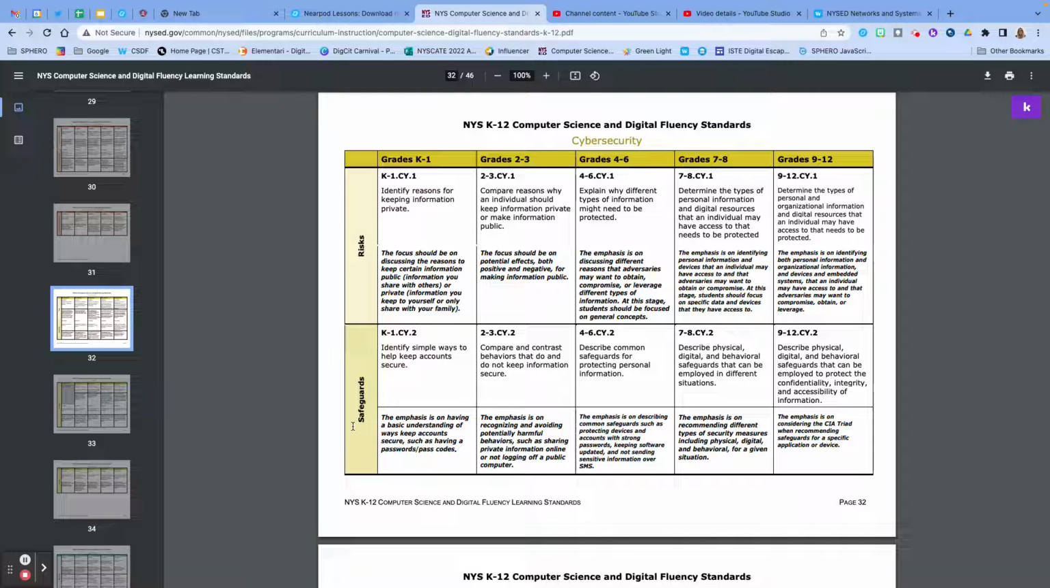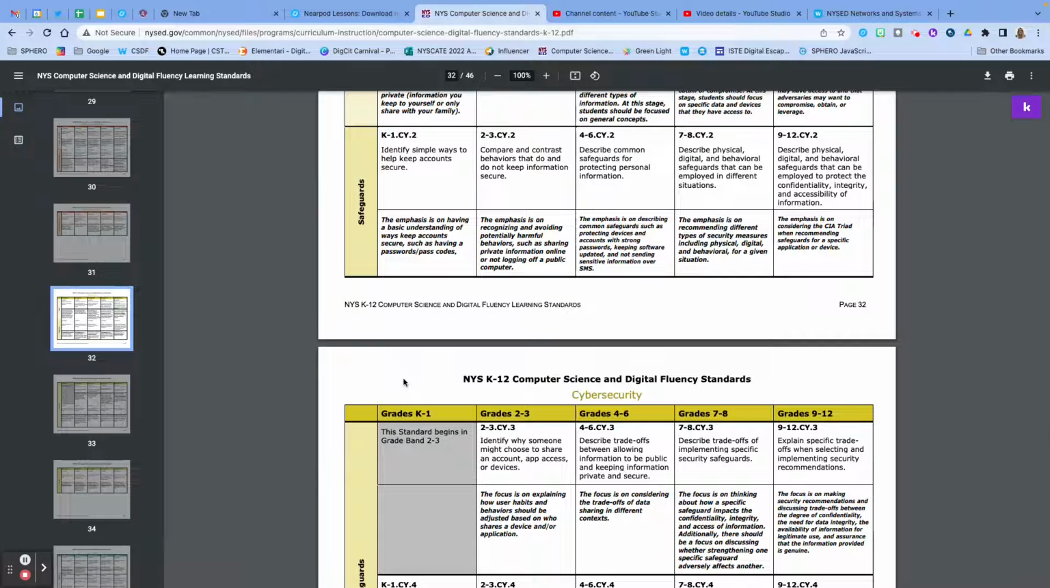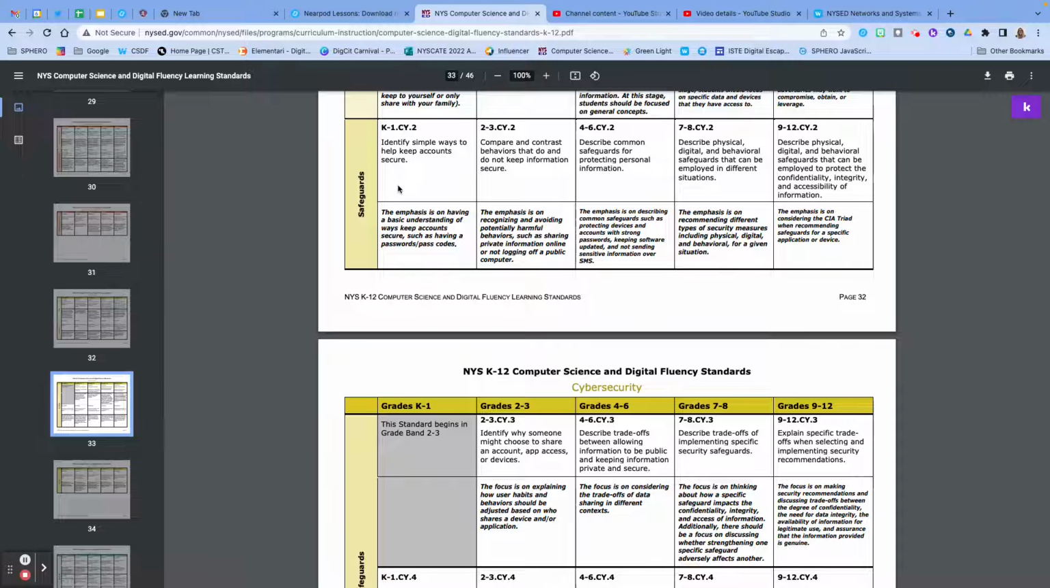As we move into safeguards, that's where we start to talk about things like our passwords and how to keep our accounts safe, knowing and understanding how different things work online as far as how they protect our information. So the first one here talks about our accounts, and as we get up into the 9 through 12, we're really talking about the CIA triad. If you're not familiar with that, check out the glossary on the NYSED page and look up that definition so that you understand what we're talking about here. But really, the CIA triad is thinking about how we keep ourselves safe, and it's kind of a global way to think about it.